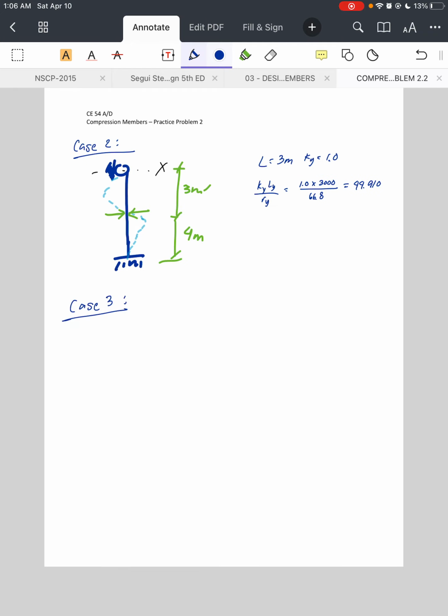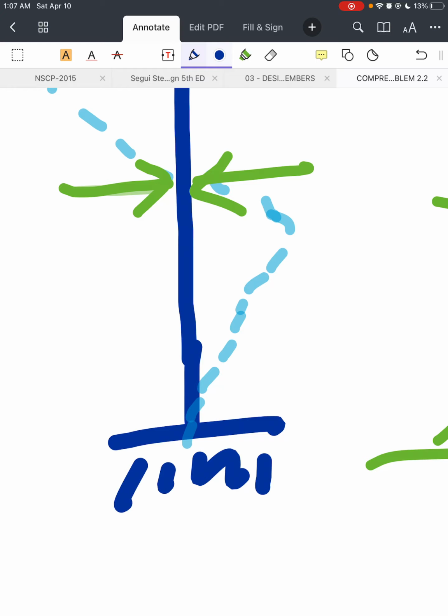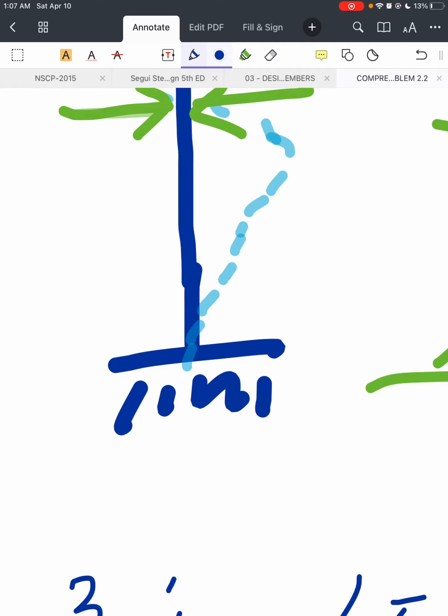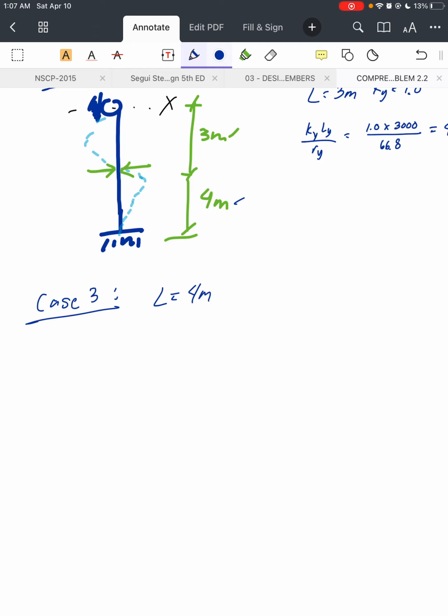Okay. Now case 3. So for your case 3, you have the buckling about y-axis of the lower part. So ito yun. Okay. So your L will be 4 meters. Okay. And looking at the lower part of your buckling about y-axis, sa upper part is pin support kasi naka-intermediate brace tayo. And dun sa lower part is fixed. Okay? So therefore, your KY is 0.8.